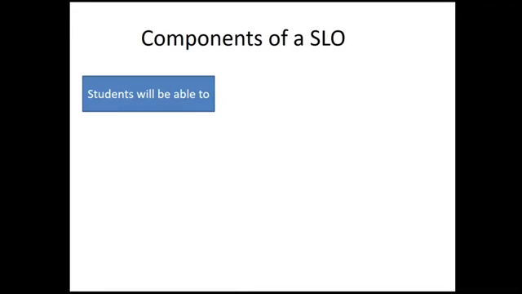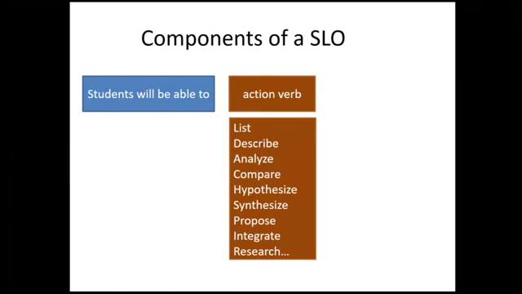So let me illustrate the different components of an SLO. First, an SLO always starts with "students will be able to," or "students can," "students will." Then it has an action verb. As Cherie said, you can use the action verb to represent the students' proficiency developmental stages. At the lower developmental stages, students can list, label, describe. At a higher level, they can analyze, compare, hypothesize, synthesize, propose, integrate, and research.